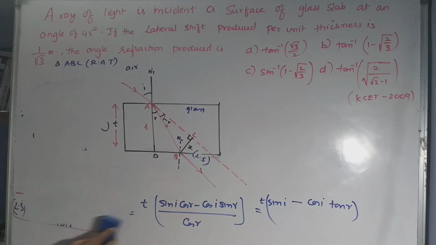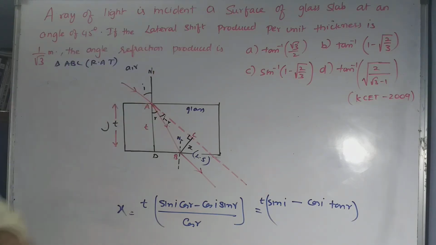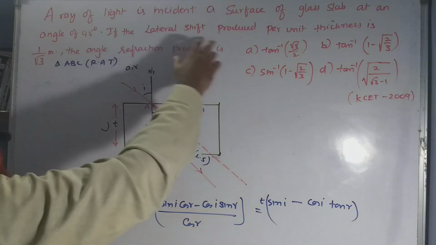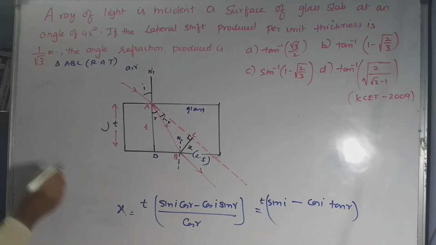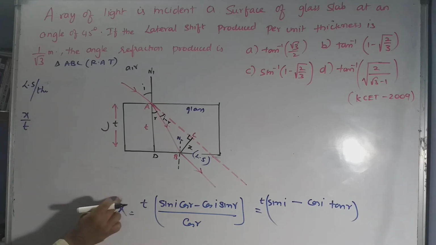So what is an actual problem we are going to discuss? The actual problem here is, I have to find out the lateral shift x here. But the problem explained here is, he has given the ratio. The ratio is lateral shift per unit thickness. So lateral shift per unit thickness. What does it mean? It means that you have to write x by t. This is x comes down and t comes down here. So this is going to be x by t.